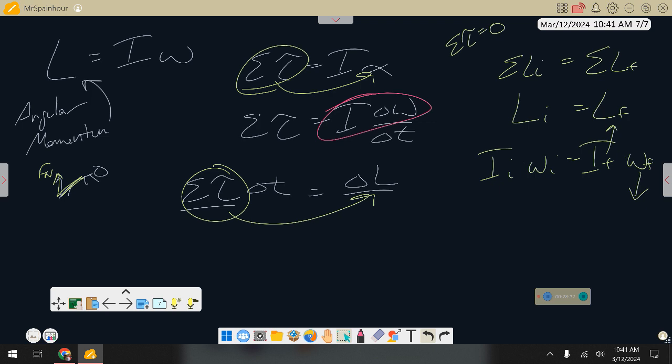Did his angular momentum change? No, because there's still no sum of torques on him. Push your arms back up. And yet his angular velocity changed because his moment of inertia changed in this particular case. All right, thank you, sir. So that's what we're dealing with here.